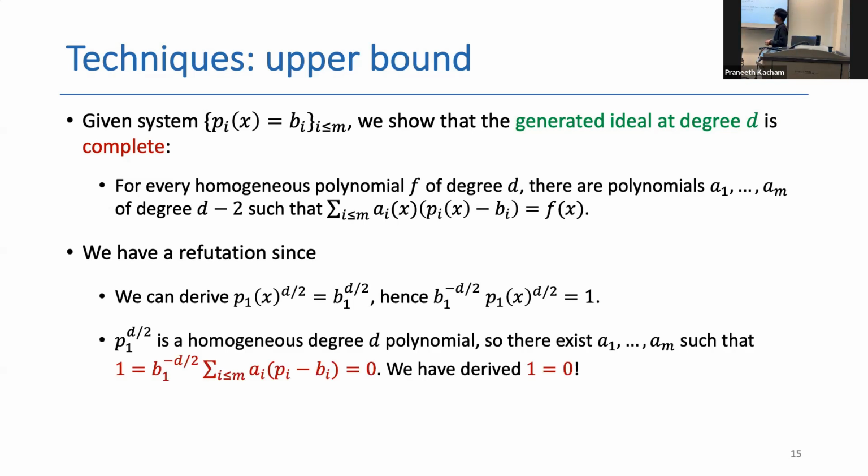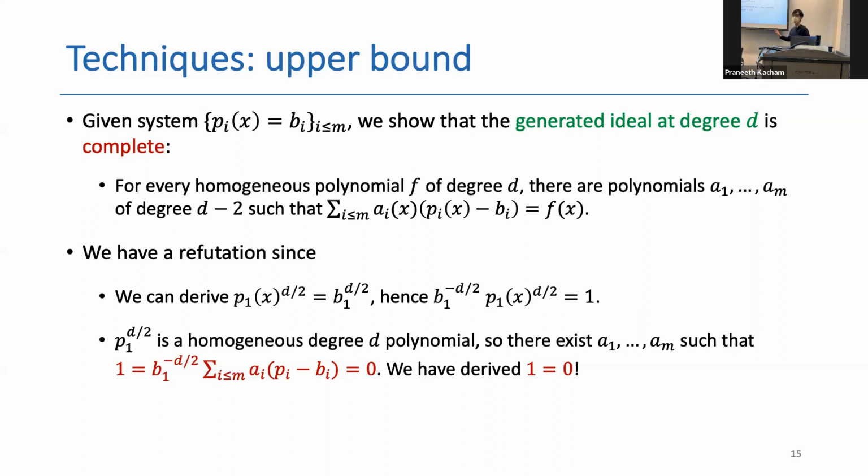Now P1 to the D over 2 is a homogeneous degree D polynomial. By the completeness of the generated ideal, there exist coefficients A1 to AM such that this equals 1. But each of these has to be 0. So we get a contradiction. We get 1 equals 0.